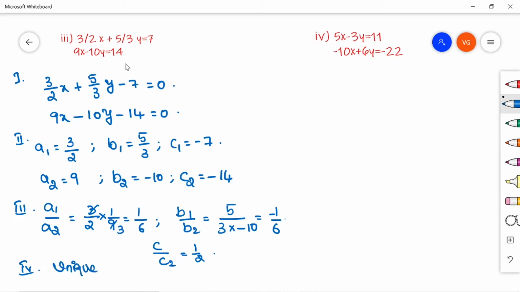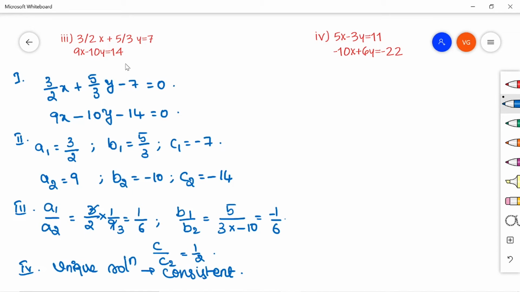parallel, intersecting lines, right? So with a unique solution, we call it consistent. If there is no solution, then we call it inconsistent. If you have a unique solution or infinitely many solutions, then we call it a consistent solution. Similarly, take the next problem.